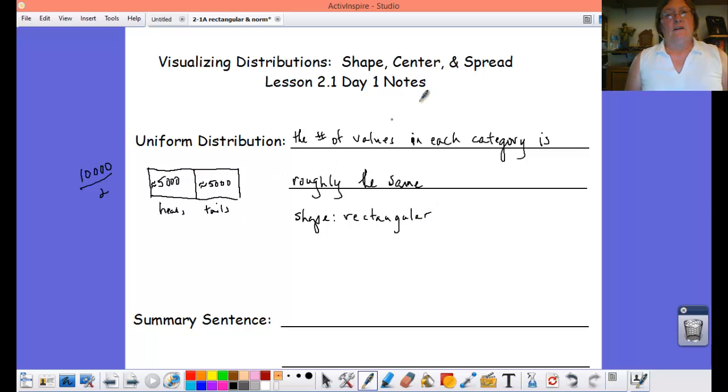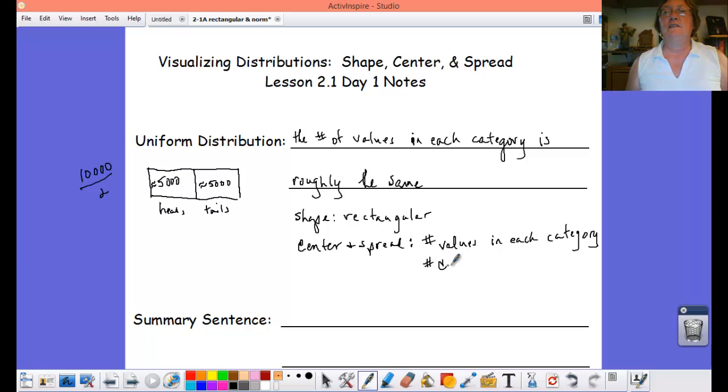It's not as easy to talk about a center and spread in a uniform distribution. The center of this doesn't really make a lot of sense. This is a bar graph with categories, not numbers. Instead of center and spread, we usually talk about the number of values in each category, and it would make sense to talk about the number of categories that there are, describe what they are.